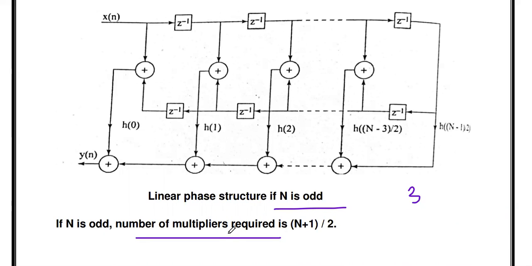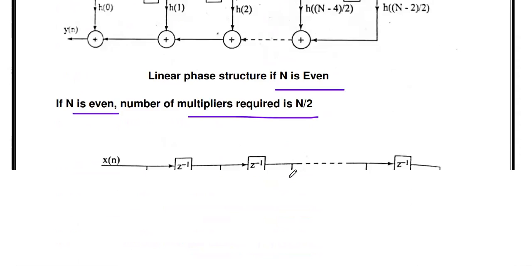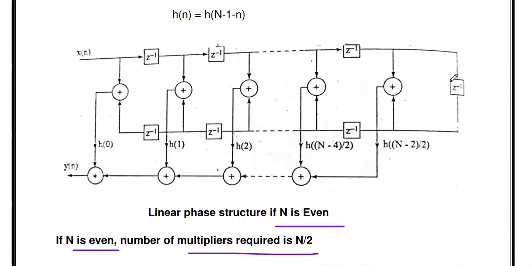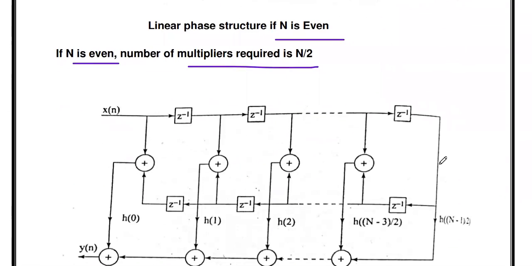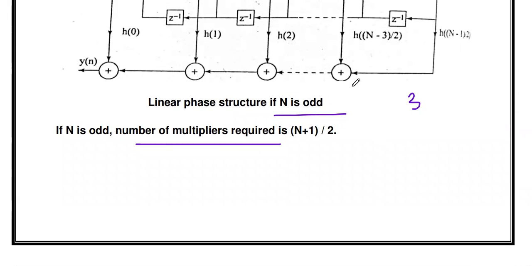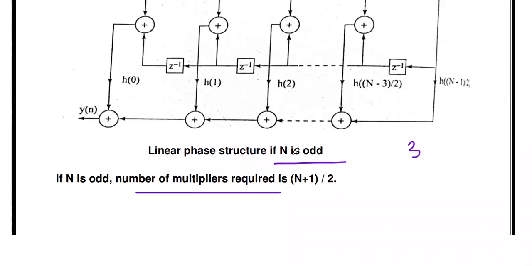Okay, so this is the advantage of linear phase realization. You just compare these two diagrams, when N is even and N is odd. What is the difference? Here we are using one more delay element. In the center, there is none at all. That is the only difference. So this is the common linear phase realization structure.